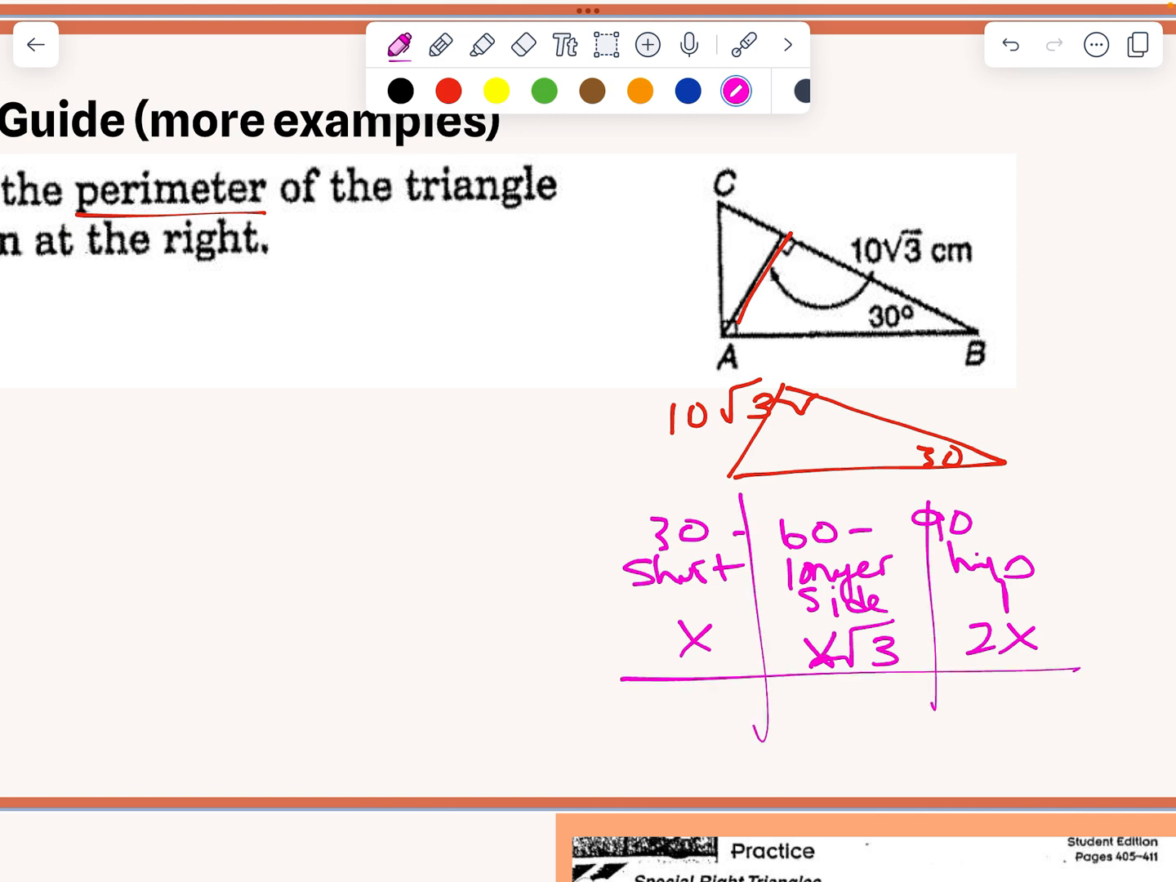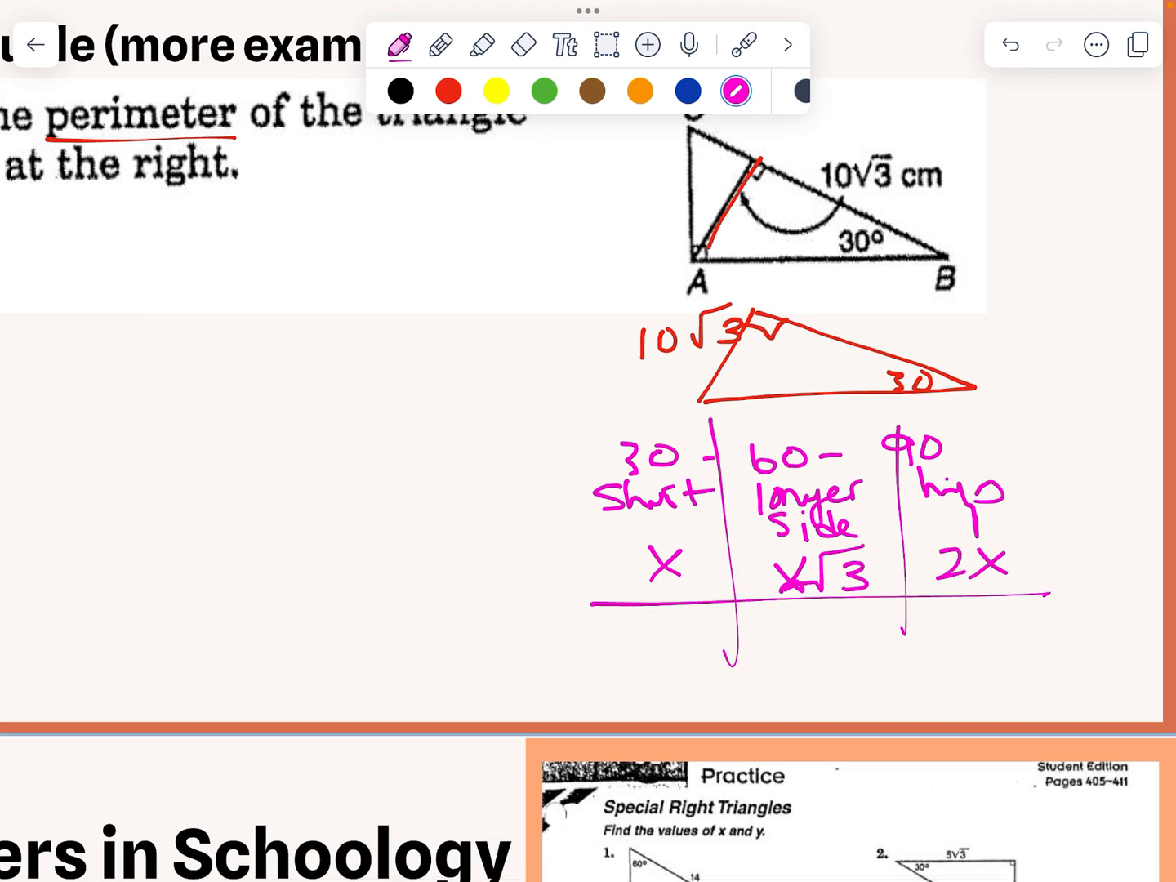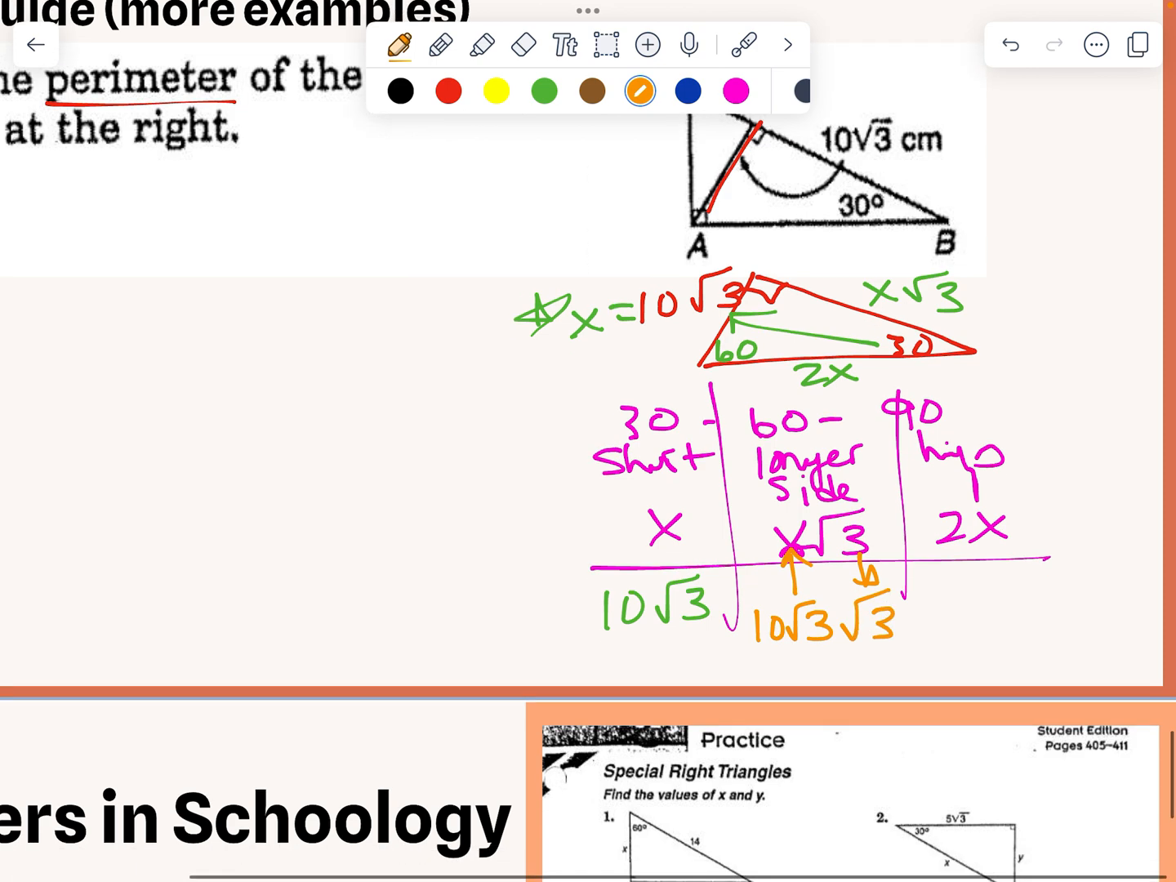So when we jot down our table for our relationships, we then can put in our labeling. Again, across from the 30 is x. Across from the 90 is 2x. This will have to be 60, which means this is x square root of 3. We are given that x is 10 square roots of 3. When we go plug that in, as we move down the line, x is 10 square roots of 3, and then you still have to bring down your square roots of 3.